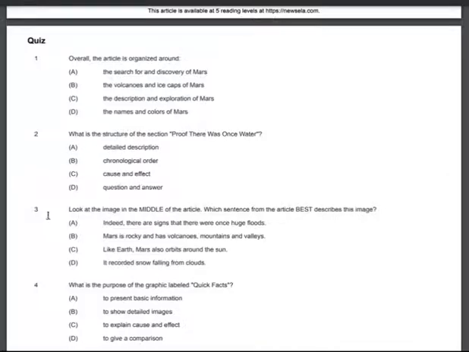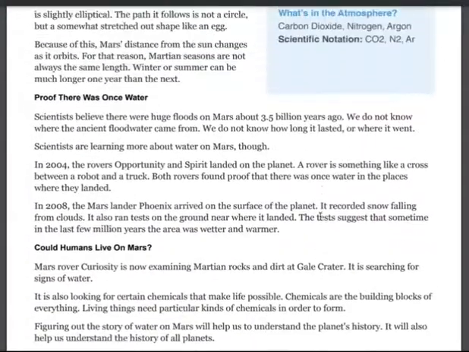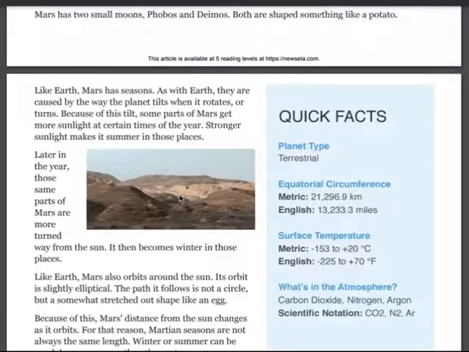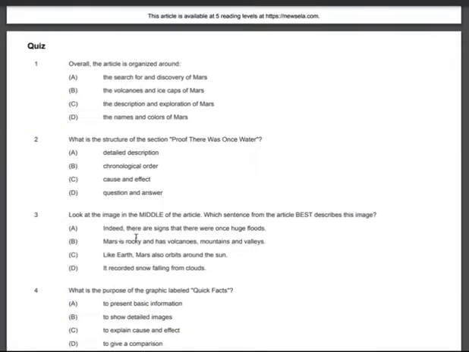There you go. Number 3, look at the image in the middle of the article. Which sentence from the article best describes this image? So we're going to look at the image in the middle. That's this right here. Take a look at that. And which sentence do you think best describes it?